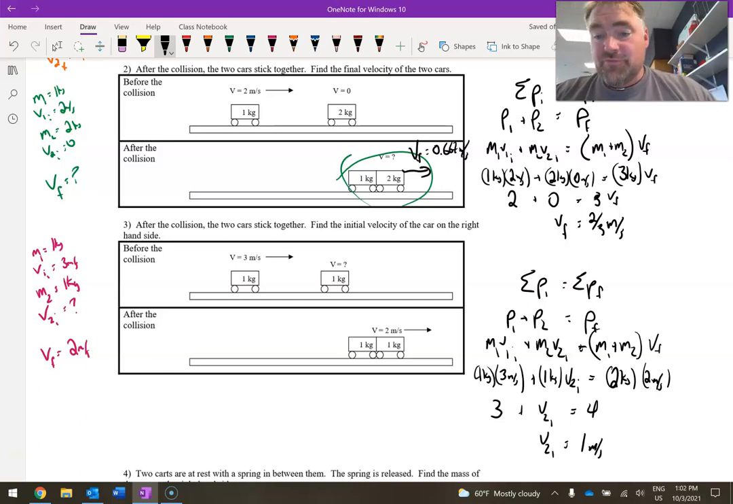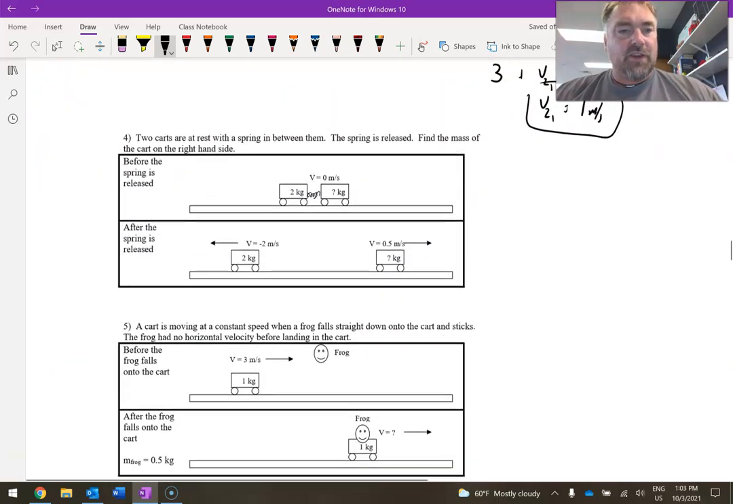Now, in reality, I probably shouldn't have dropped units there, because technically this is 3 kilogram meters per second, and this is 4 kilogram meters per second, and this is 1 kilogram times V2 initial. But I think you kind of get the idea, and that's why I cheated at that point in time. So this initial velocity, V2 initial, would have to be 1 meter per second.